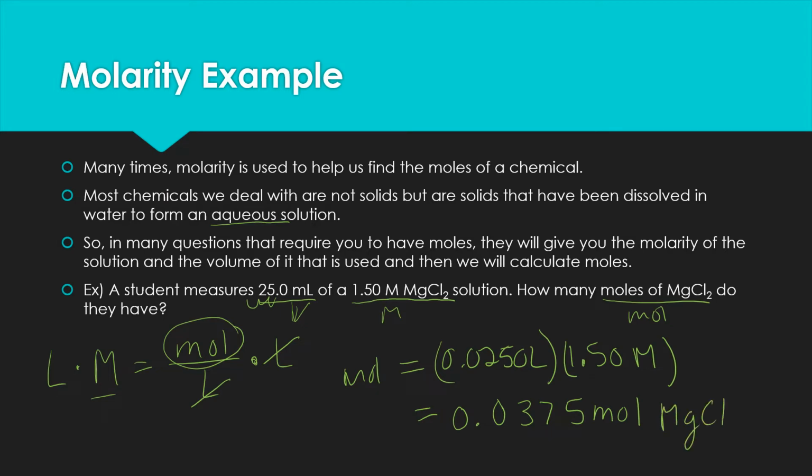Okay, the reason we get moles from this, remember, is this capital M represents moles over liters. So the liters cancel and we're left with the moles. So that's another way to look at those units. So that's our moles of magnesium chloride. So if we're given the volume, so we know how much we're measuring, and we're given the concentration of the solution, then we can find out how many moles of that chemical we're actually measuring into our container.